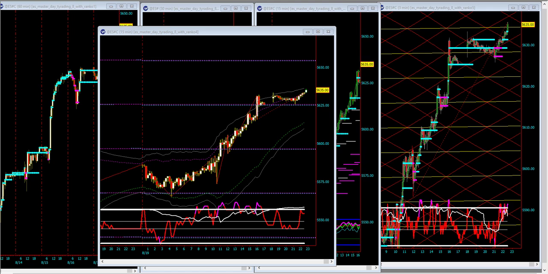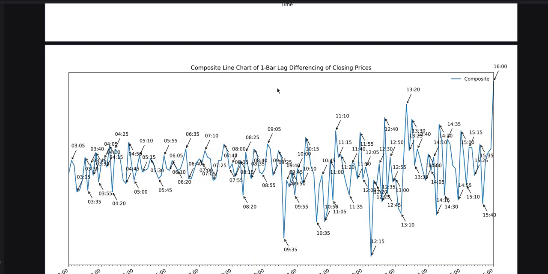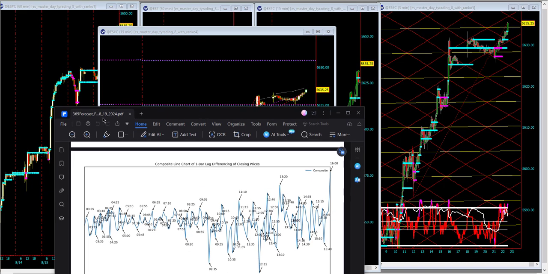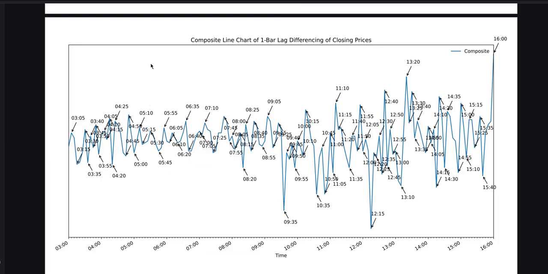Let's walk through today's forecast. If you are trading futures, this is the edge you definitely need. All right. So, eight 2024. This is the projected turns we had.